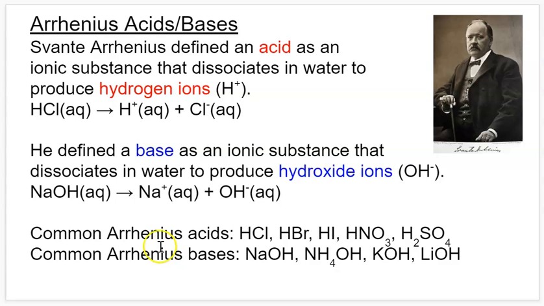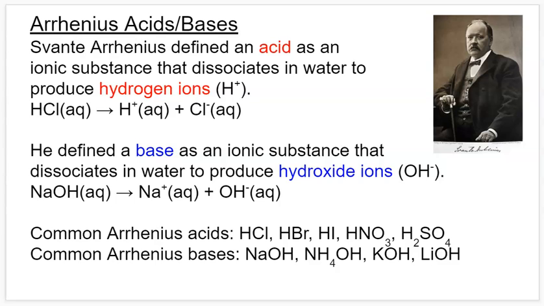Some common Arrhenius acids: hydrochloric acid, hydrobromic acid, hydroiodic acid, nitric acid, sulfuric acid. Usually an ionic substance that has hydrogen as the cation. And then common Arrhenius bases: sodium hydroxide, ammonium hydroxide, potassium hydroxide, lithium hydroxide, ionic compounds that have hydroxide as the anion.